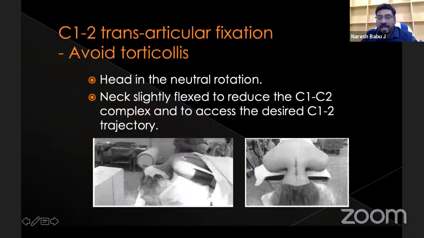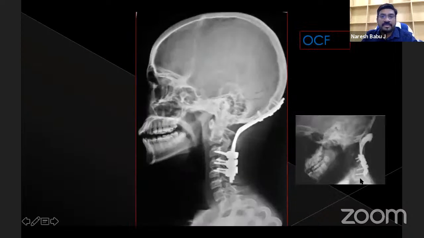Especially when you are doing a C1, C2 transarticular fixation, it becomes very important to maintain the angle. And you should be careful in positioning the head so that we don't fix the C1, C2 in a torticollis position, which is tilted to one side. That is one important thing which we need to avoid while doing these surgeries.